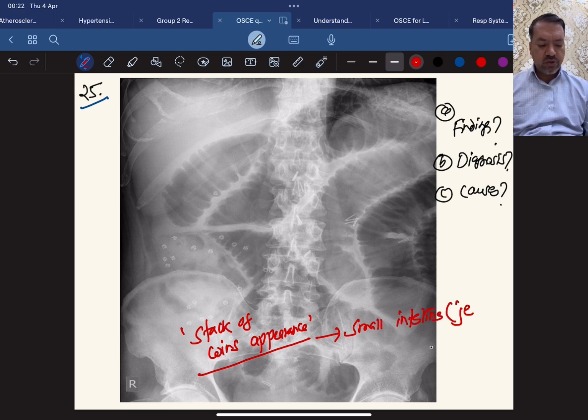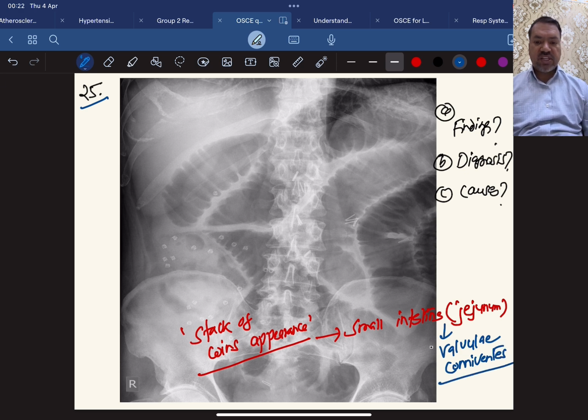and especially the jejunum. Importantly the jejunum, because in the jejunum, whenever intestinal obstruction occurs, the valvulae conniventes are seen. Valvulae conniventes, these are typical terms. These are seen, and these valvulae conniventes look like a stack of coins appearance. This is how we identify it. So, what is the diagnosis? This is small bowel obstruction, or you can say small intestinal obstruction.